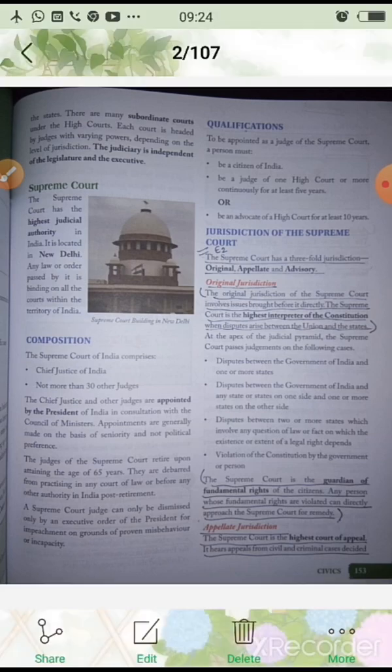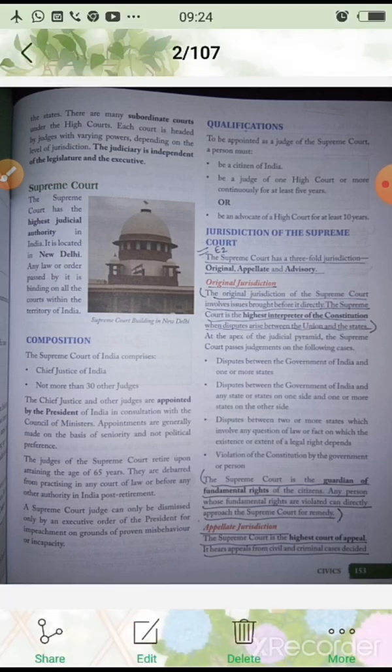Then a Supreme Court judge can be dismissed only by an executive order of the President for impeachment on grounds of proven misbehavior or incapacity. That is, if any of the judges of the Supreme Court are misbehaving with anyone, or if they are found inefficient in their work, they can only be dismissed by an executive order of the President.